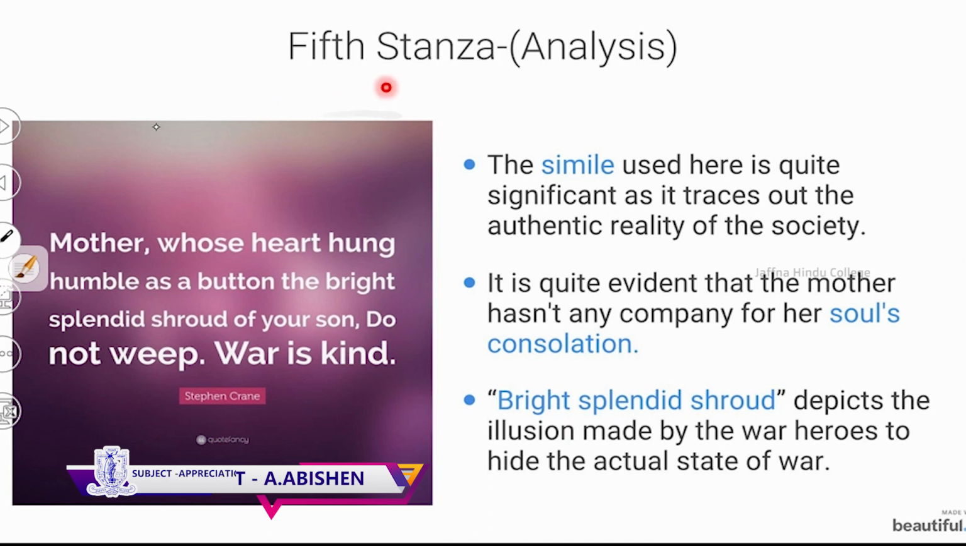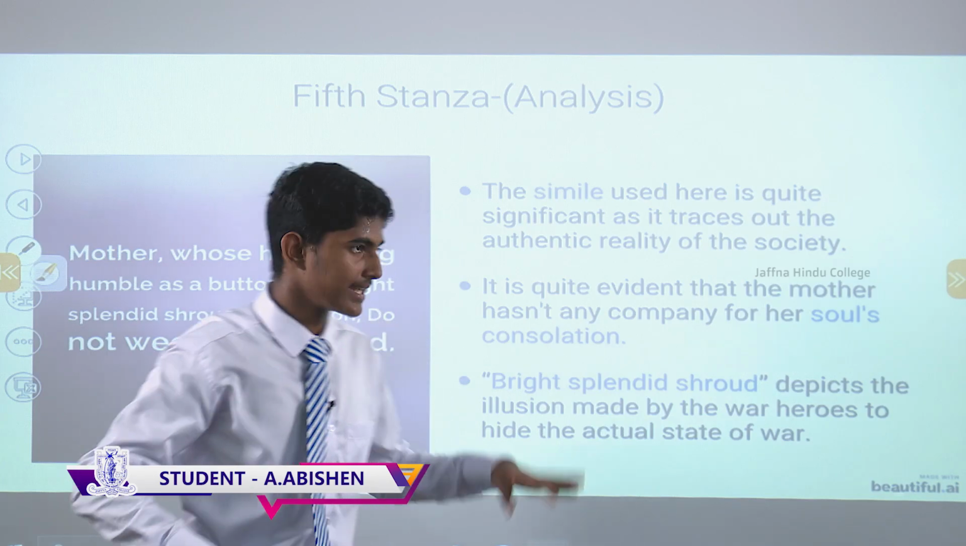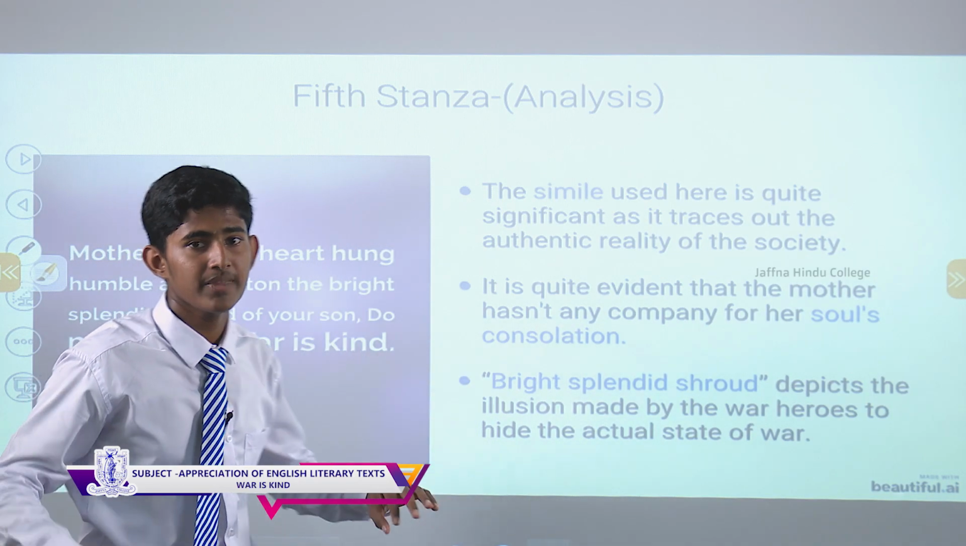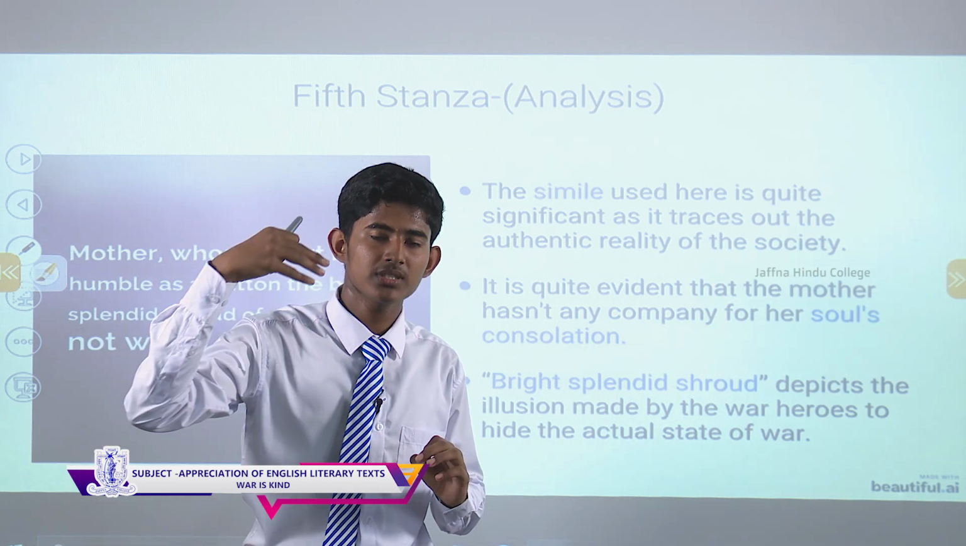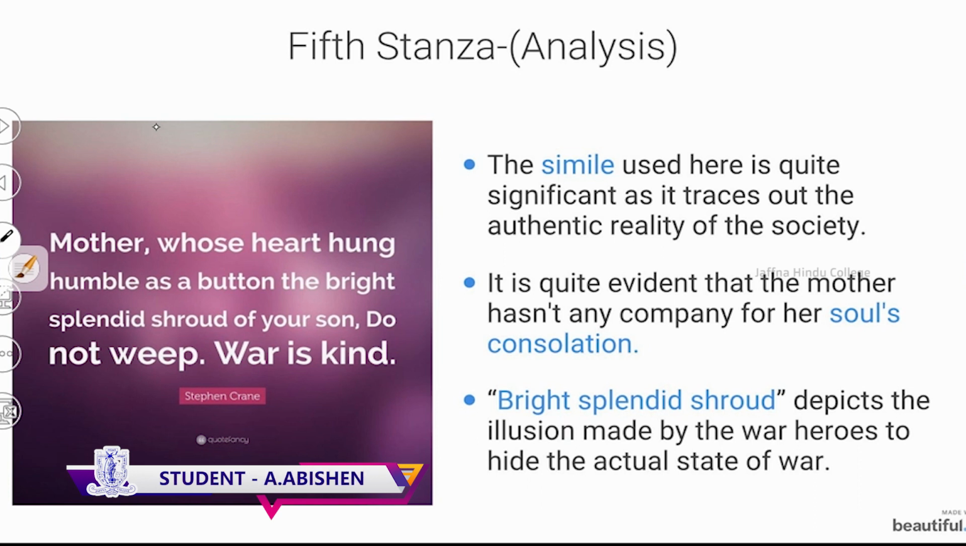Here we are, the fifth stanza analysis. Mother whose heart hung humble as a button, the bright splendid shroud of your son, do not weep, war is kind. Here, as I already mentioned, in the fifth stanza, at least it's the last stanza, the poet is addressing a mother whose son becomes a victim in the war's ferocity.